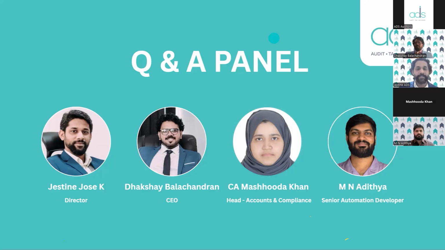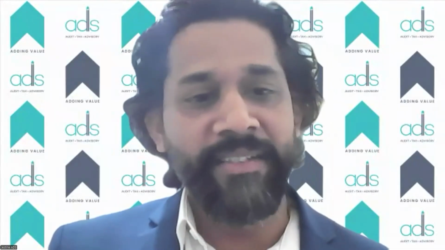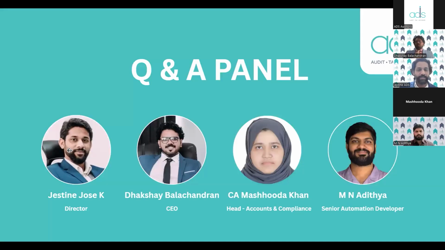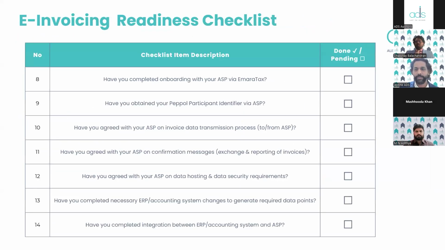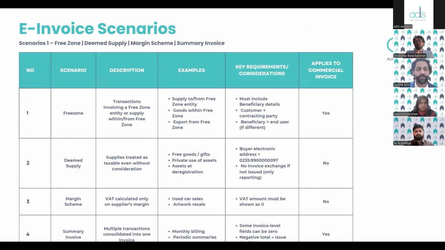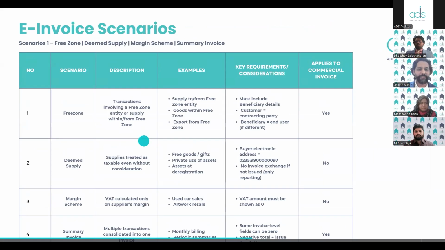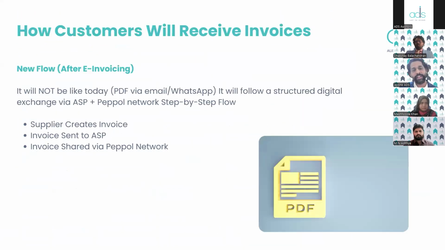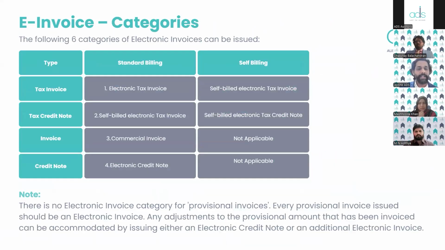As Mr. Aditya explained in the technical part, there are different transaction types, and Dakshay sir also covered that part, the different transaction types and scenarios. Before this slide, the categories. So far, when you issue an invoice, there is no VAT type selection, like standard rated supply or zero rated supply, no VAT code selection. But hereafter, the VAT code selection is mandatory.